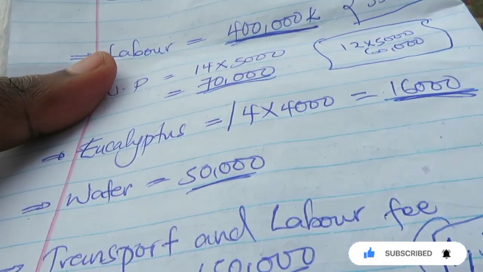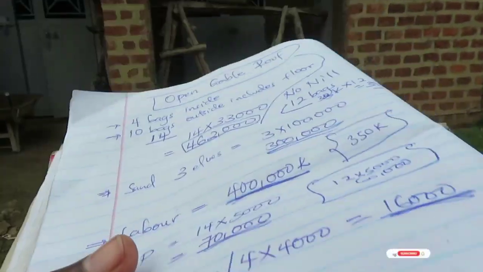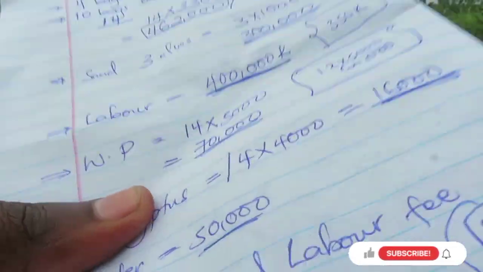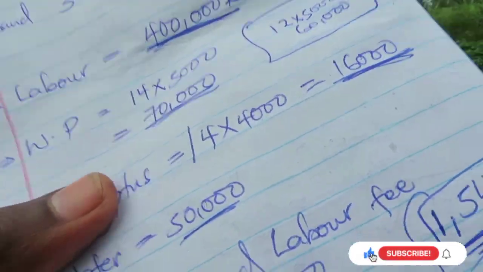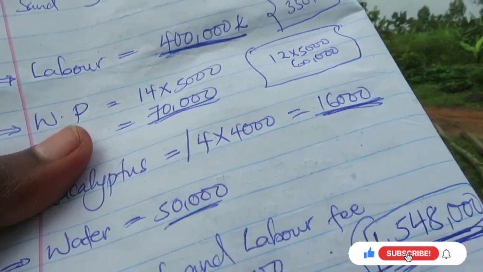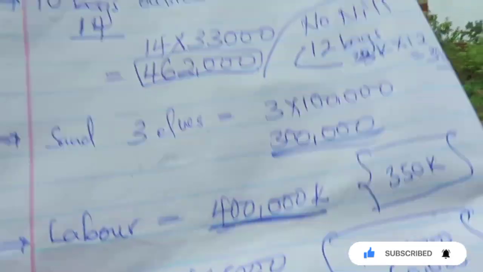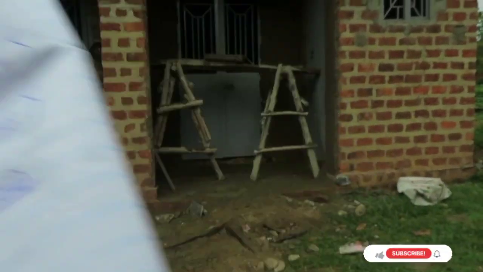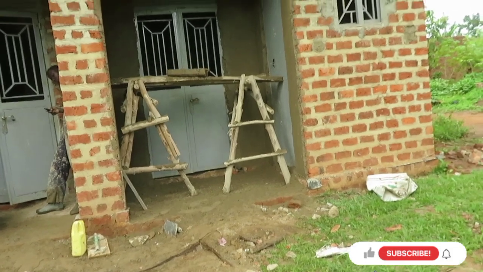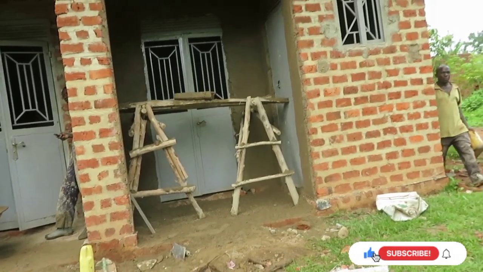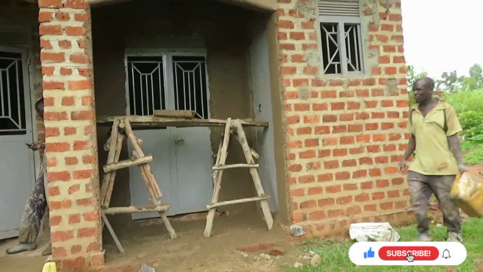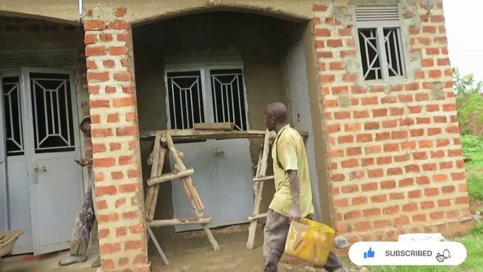Okay, we've talked about transport and labor fee. By transport and labor fee, what I mean is you put aside 150K. This 150K should be enough to feed your guys, to transport your material on site, and to transport your workers on site. Are we following? Yeah. We are still working on our single self-contained house. In this same video, I'm going to tell you how much money you need to close this house.